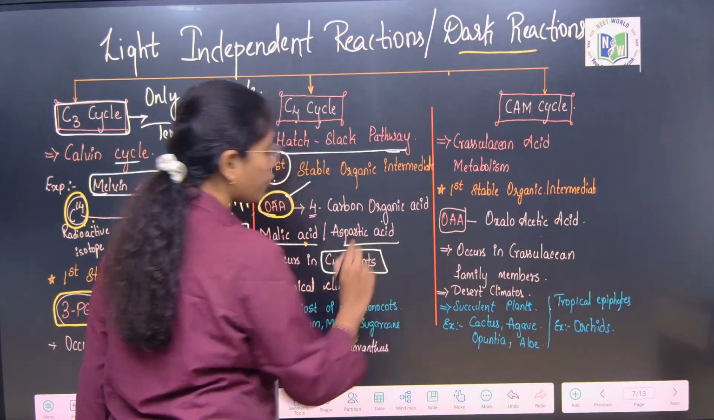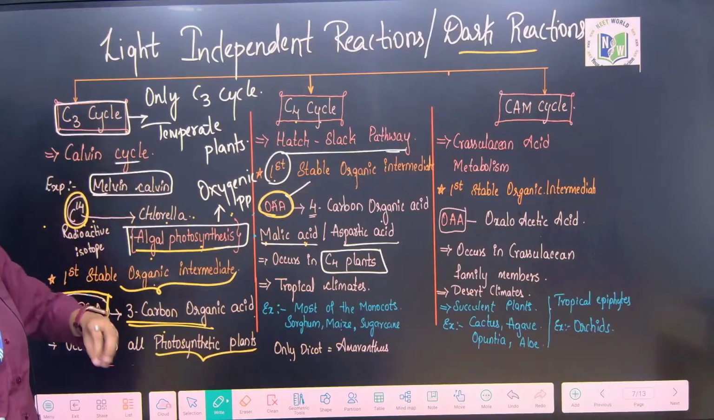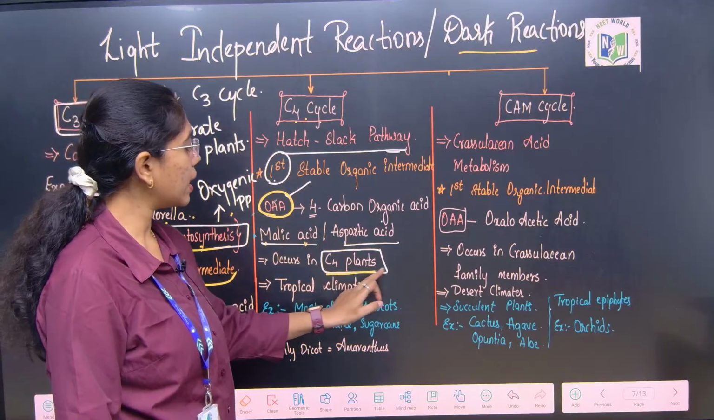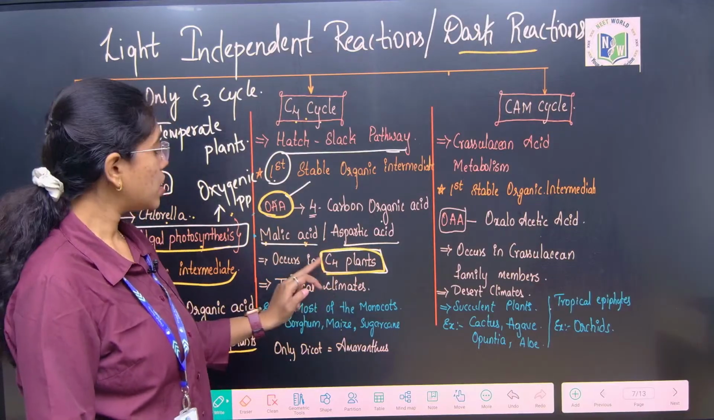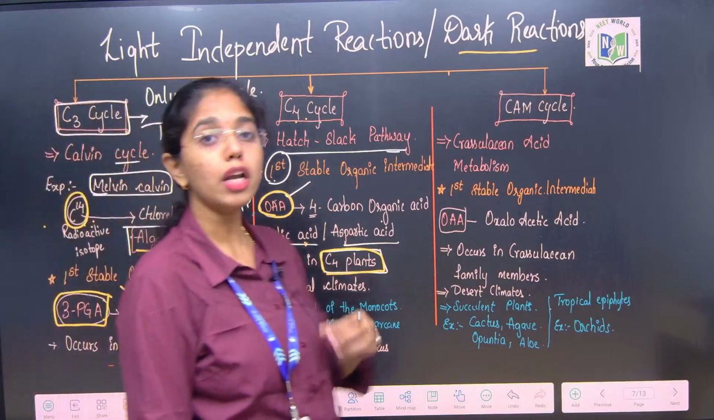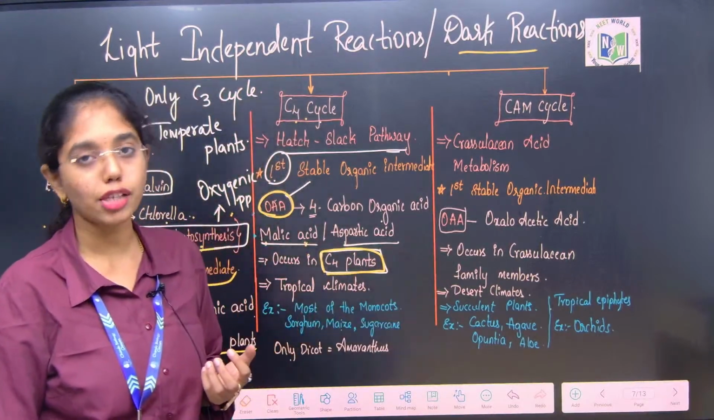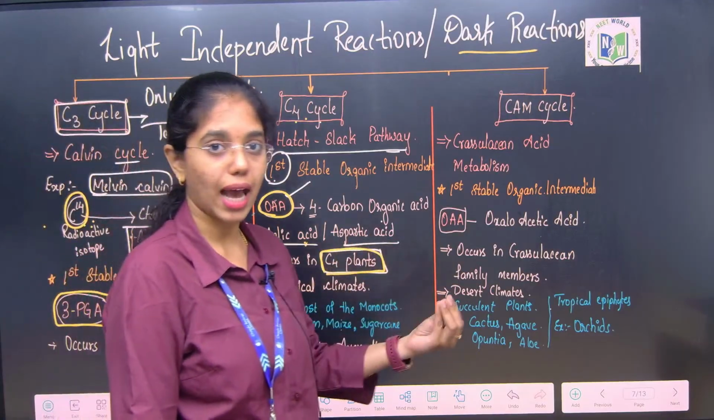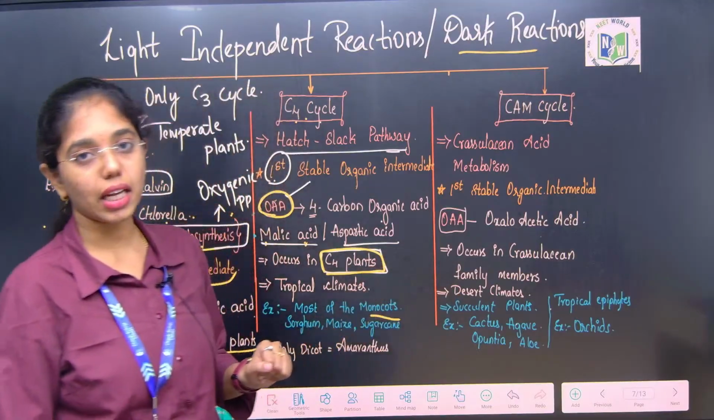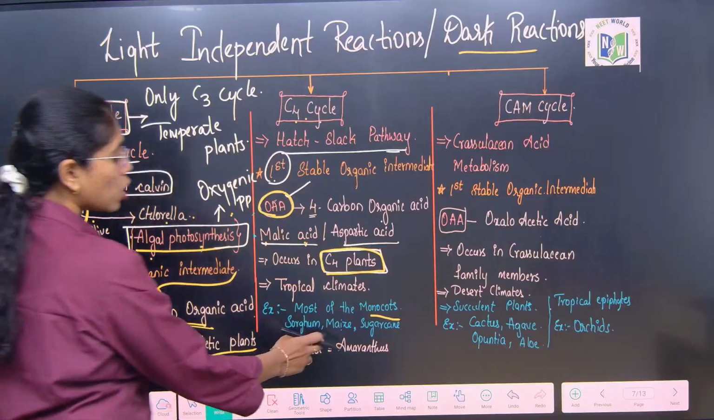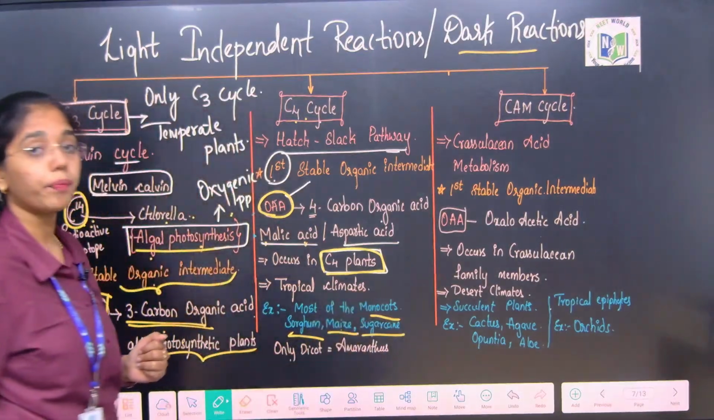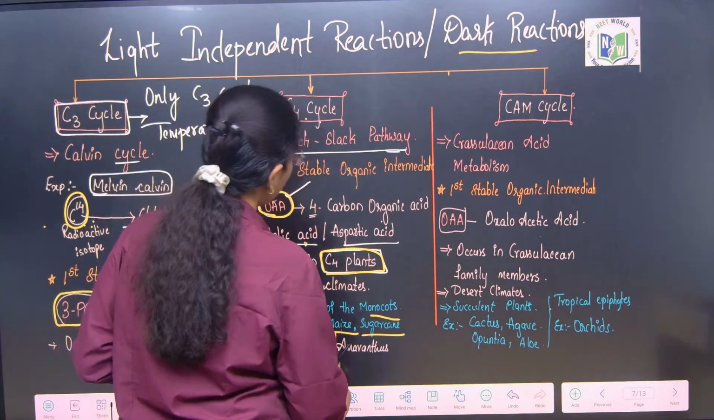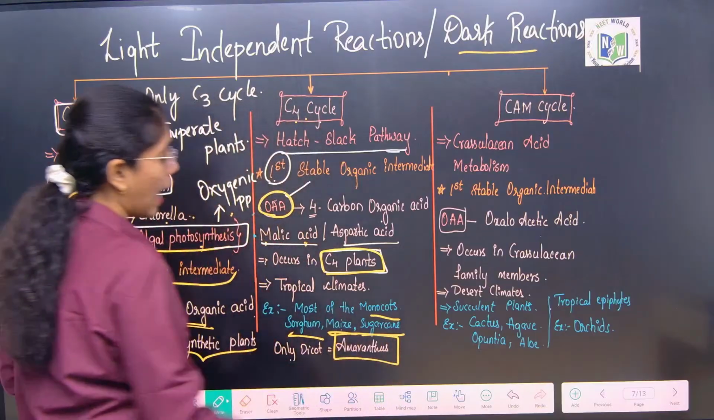This occurs only in C4 plants. You can see the C3 cycle occurs in all the photosynthetic plants. The C4 cycle occurs only in C4 plants. Clear, right? C4 plants are those plants which grow in tropical climates. You can also address them as tropical plants. Most of the monocotyledonous class will be conducting the C4 cycle itself. Examples are sorghum, maize and sugarcane. There are a few exceptions from dicots which also conduct the C4 cycle, for example amaranthus.